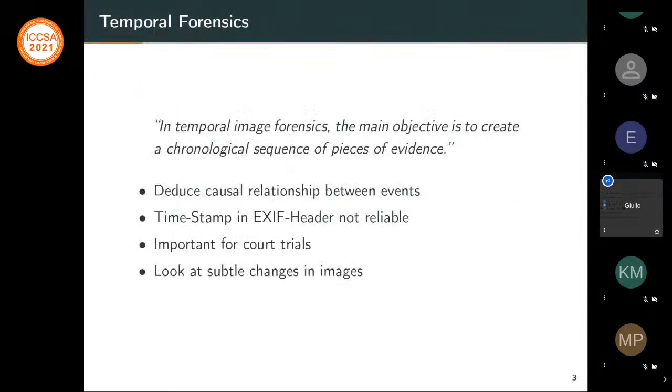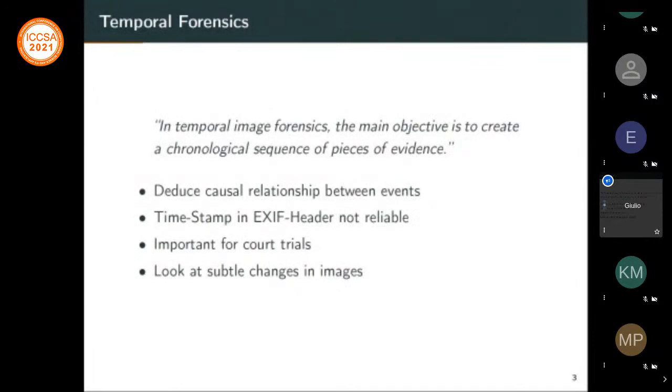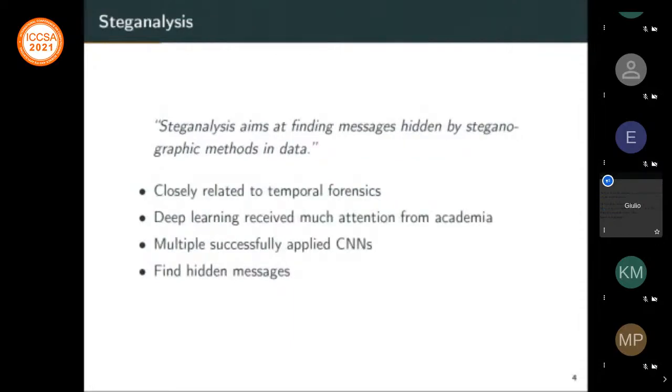So in temporal image forensics, the main objective is to create a chronological sequence of pieces of evidence that can be used to deduce causal relationships between events. For example, this can be used in court trials. The easiest way, of course, would be to see the timestamp in the Exif header, but this information is not reliable because it can be easily forged. Instead, we find out the chronological sequence by looking at subtle changes in the images.